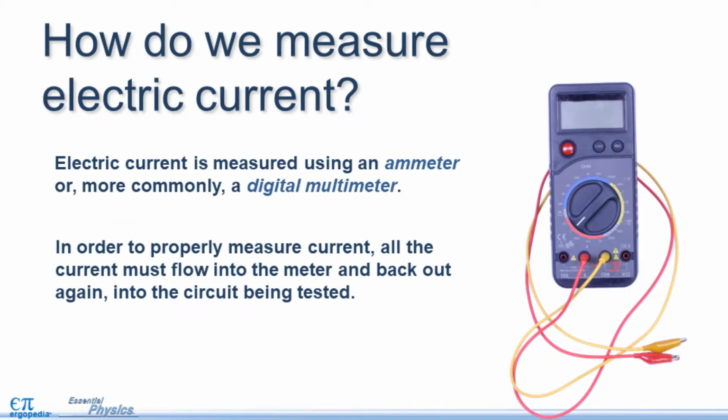So how do we measure electric current? Hopefully you remember from last year we used an ammeter. Electric current is measured using an ammeter, or more commonly a digital multimeter. We actually use the Lab Pro equipment, and we use the Vernier ammeter. In order to properly measure current, all the current must flow into the meter and back out again into the circuit being tested. This means that the ammeter has to be wired in series with the circuit.